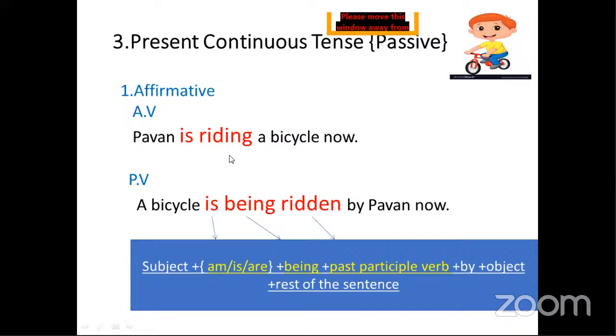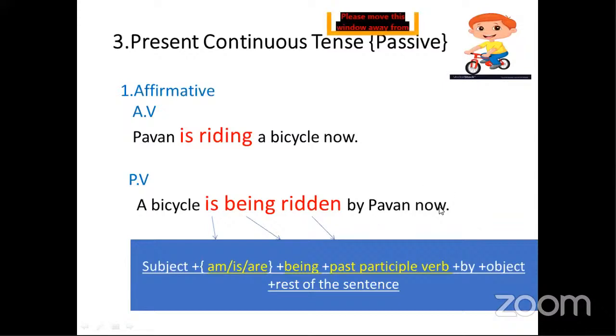Riding. What is the past participle verb of ride? Ride, rode, ridden, the third category. So we have to get the past participle verb of this ride. So it becomes ridden. So you can add the by phrase if there is a doer. Yes, there's a doer. Pavan is the person who is doing this task. So you have to add by Pavan.